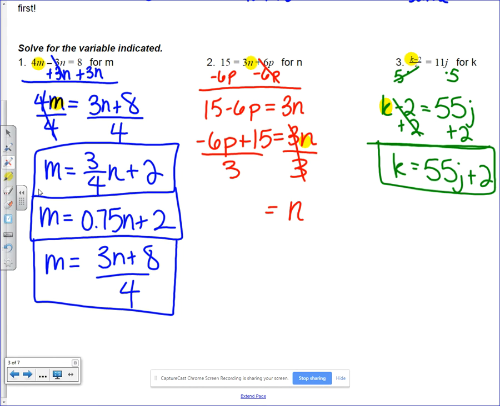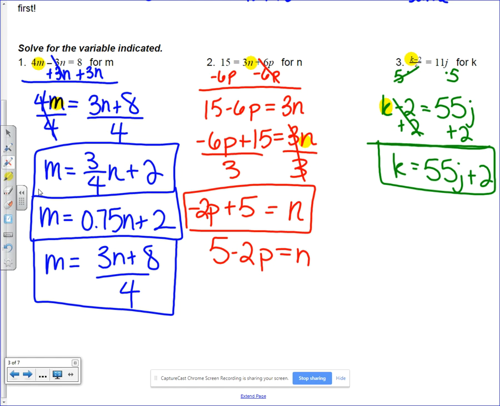What is negative 6 divided by 3? And those are p's, right? And it's negative. What is 15 divided by 3? So really, in this case, you only have 2 acceptable answers because this does divide nicely. I like it when they do this. Oh, you only need to write 1, but I would take either of them.